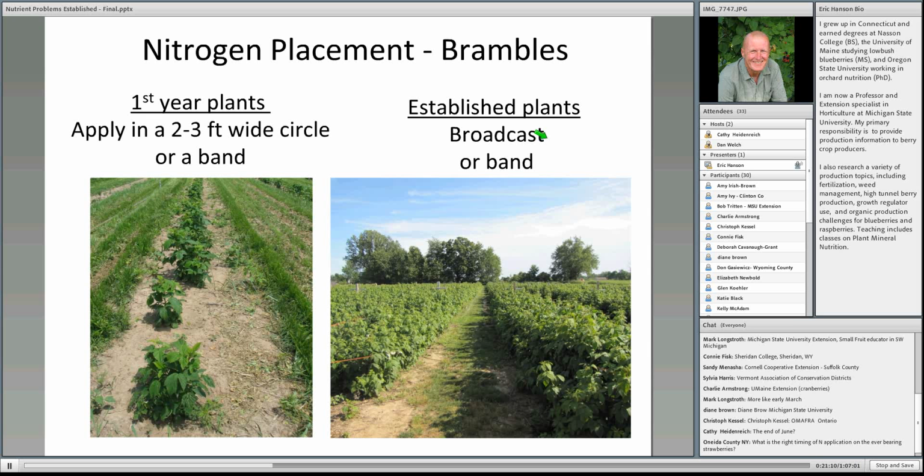Nitrogen placement in brambles, kind of similar thinking here as with the blueberries. During the first year, you'd be either applying it in a circle around each plant, or again in a band down each row. In established plantings, you might be a little bit more efficient by applying that in a band under the row, but in most cases, growers are trying to maintain a sod between the rows. So in order to fertilize the sod and fertilize the raspberries, it might be a better choice to broadcast under those circumstances.